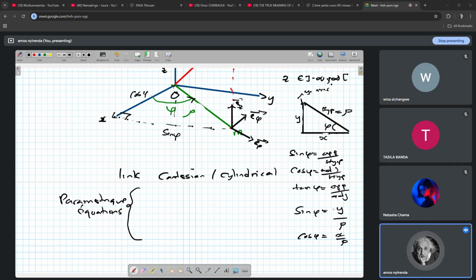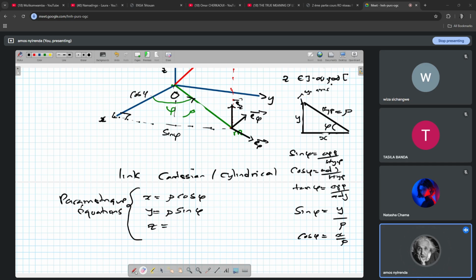Okay? So let's now make x and y the subject. If you make x the subject, you get x is equal to rho cosine phi. And then y will be equal to rho sine phi. And then z here is going to be equal to 0. Why is z equal to 0? It's because we are in the x-y plane. In the x-y plane, the value for z is 0. In the x-y plane, z will be equal to z, sorry.